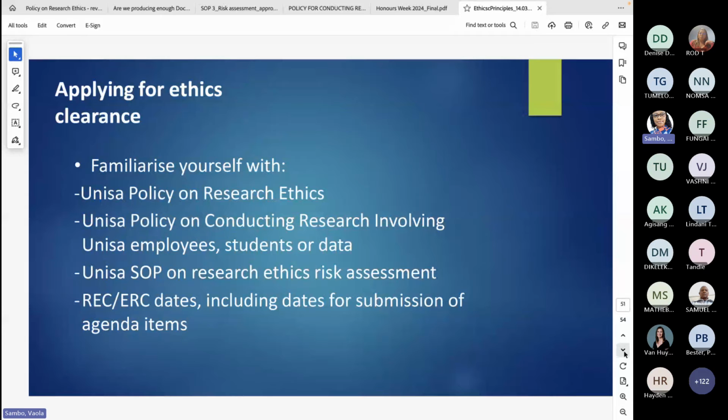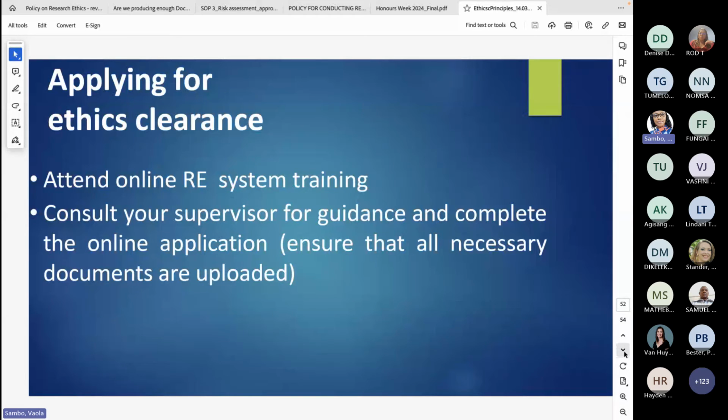In terms of applying for ethics clearance, it's important to familiarize ourselves with UNISA policies on research ethics, as I've already indicated. The UNISA policy on conducting research involving UNISA employees, students, or data, and the SOPs that I've discussed with you. And again, it's important to be aware of the dates when your ethics committees will be meeting, and when the agendas are closing, to manage your own expectations in terms of when you can expect feedback.